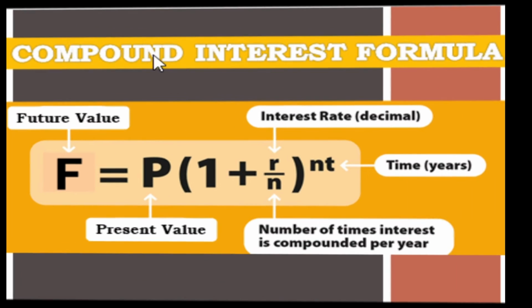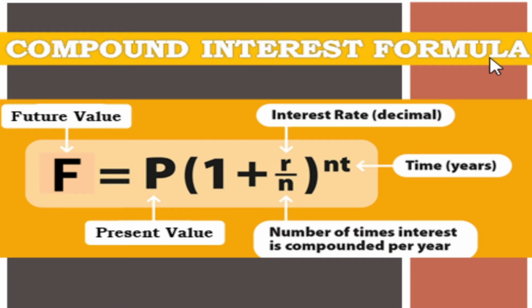So we have here the formula for compound interest, where we can find the future value or maturity value and the present value or the principal amount when the principal amount is compounded once a year or many times a year. We have here F as the future value, P as the present value, r is the interest rate in decimal, n is the number of times interest is compounded per year, and t is the time in years.